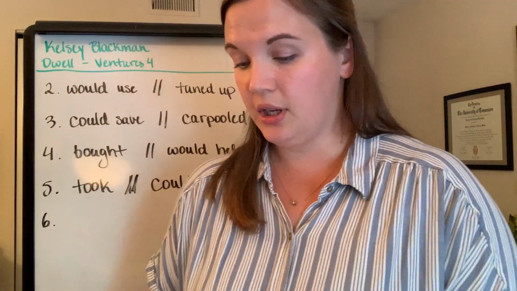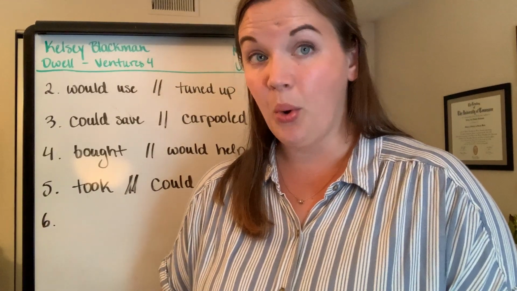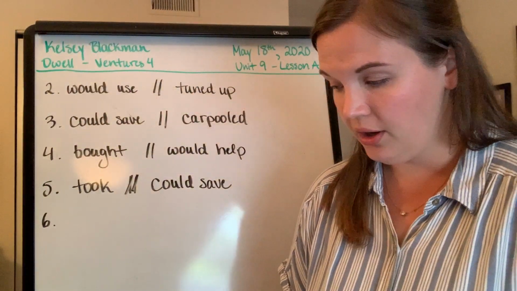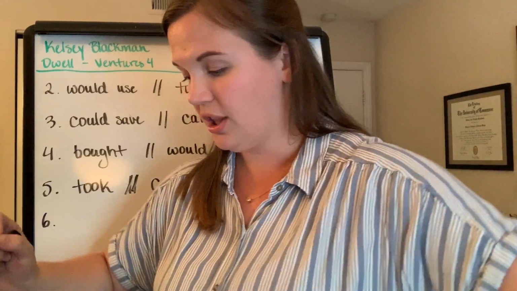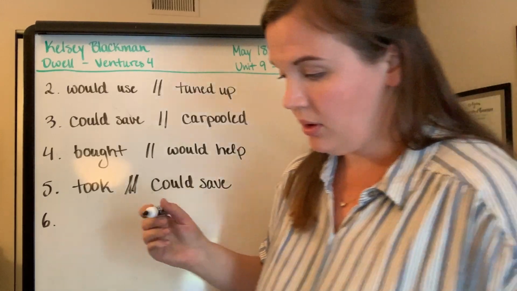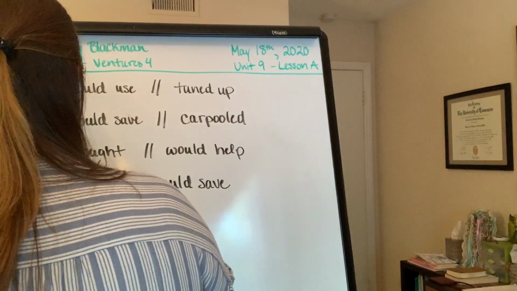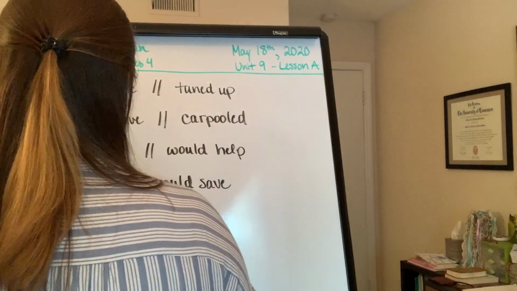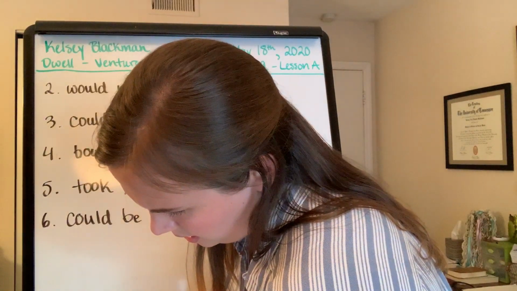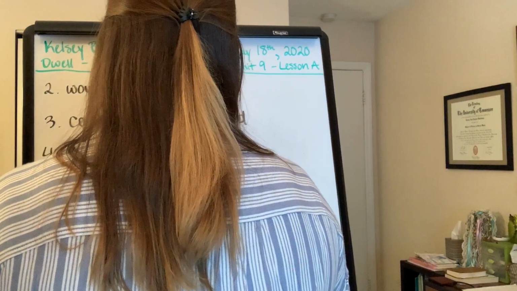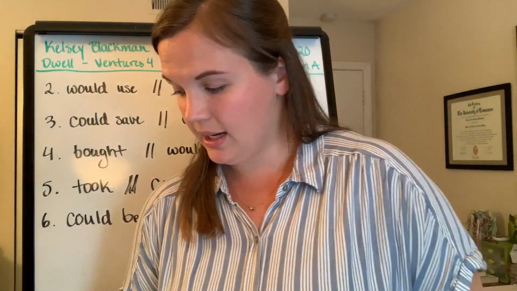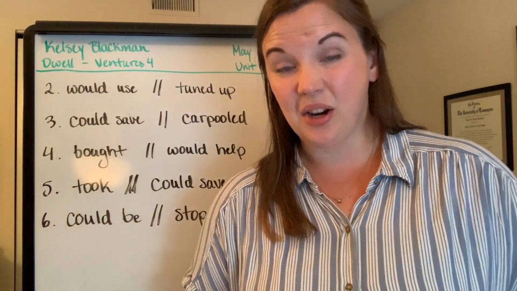Some kinds of fish contain large amounts of lead, a poisonous metal. You blank healthier if you blank eating fish that contains lead. Yikes. So number 6 is could be healthier if you stopped eating fish that contained lead. That's scary.